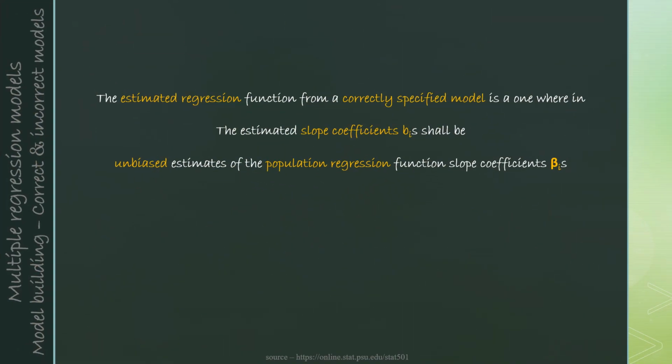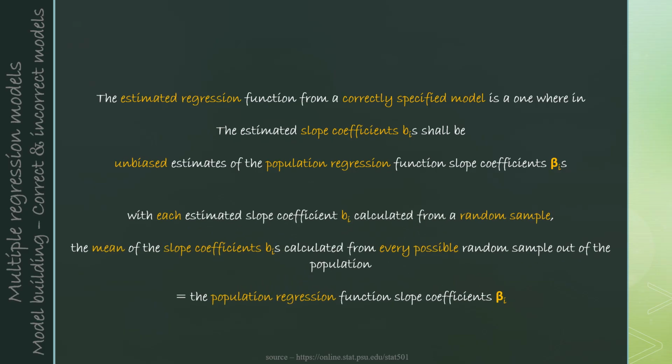The estimated regression function from a correctly specified model is one wherein the estimated slope coefficients bi's shall be unbiased estimates of the population regression function slope coefficients beta i's. Unbiased means with each estimated slope coefficient bi calculated from a random sample, the mean of the slope coefficients bi's calculated from every possible random sample out of the population equals the population regression function slope coefficient beta i.